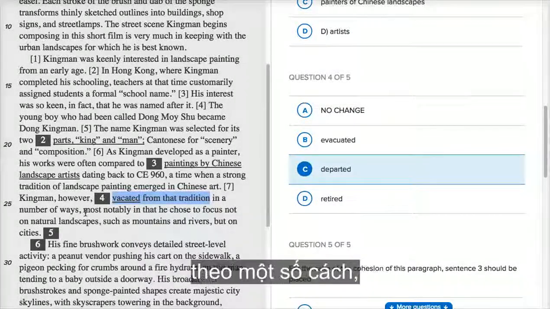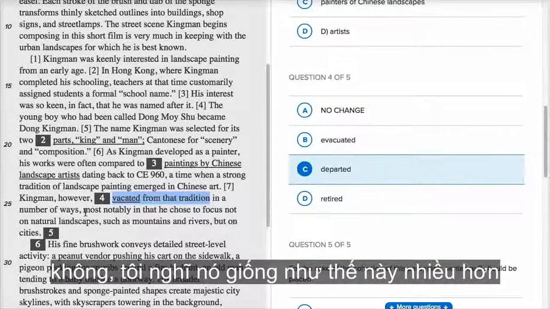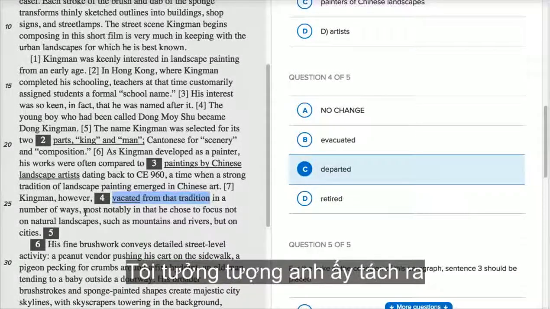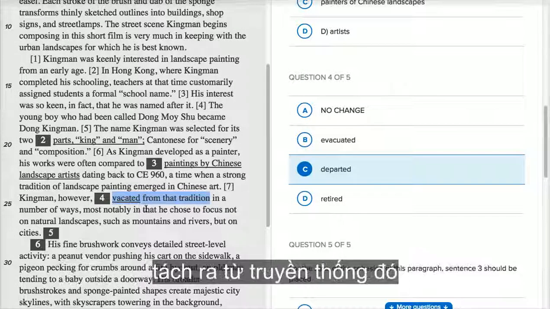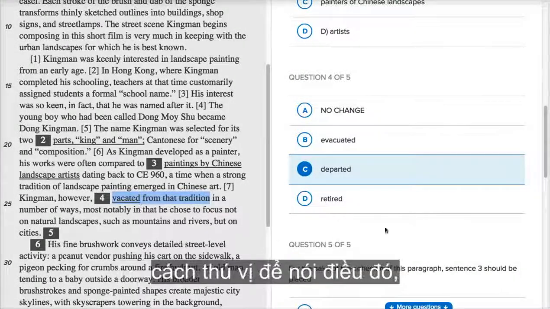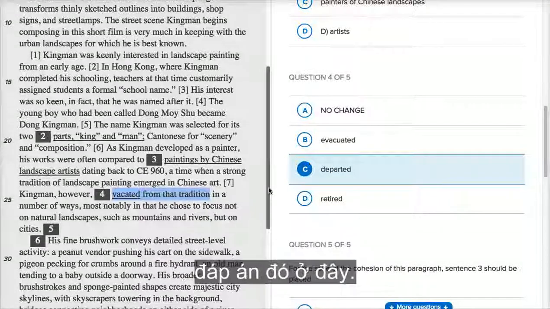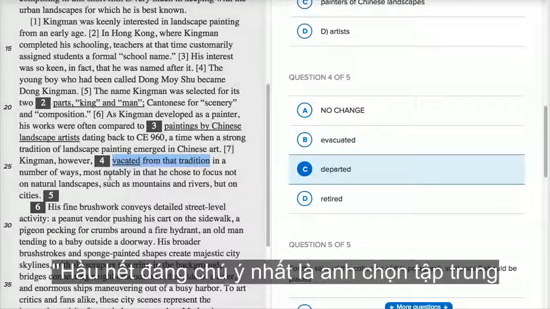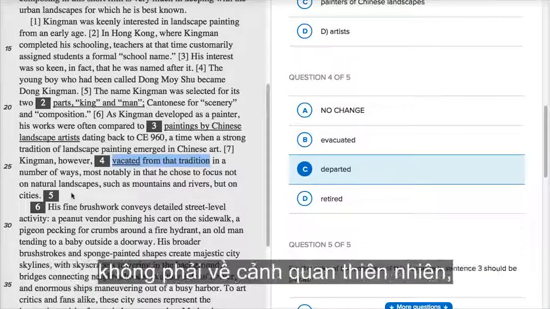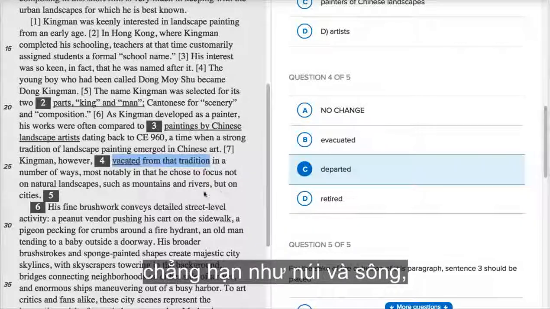Retired from that tradition in a number of ways. No, I think it's much more of like, I imagine kind of splitting off from that tradition. Or even split. Kingman, however, split from that tradition in a number of ways would also be an interesting way to say it, but they didn't have that choice over here. So let's keep reading. But most notably in that he chose to focus not on natural landscapes such as mountains and rivers, but on cities.